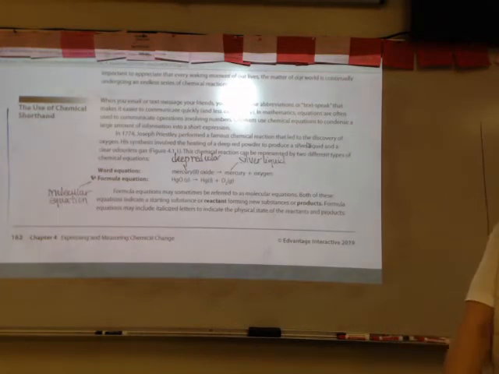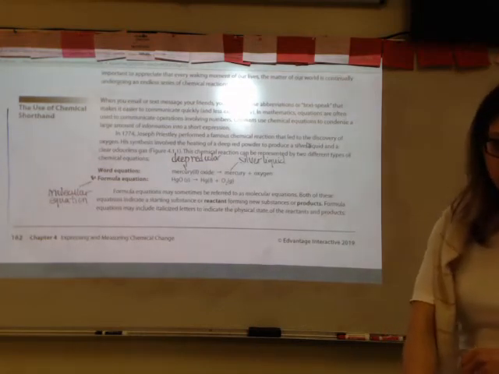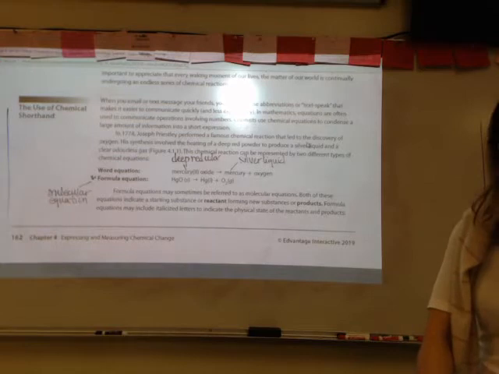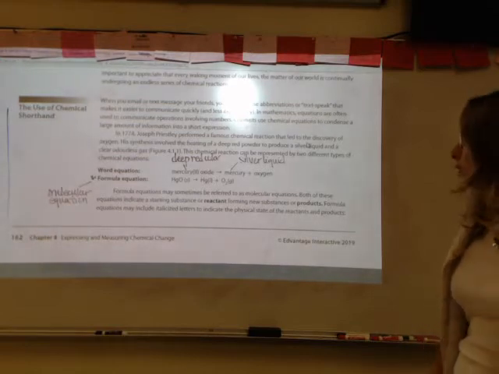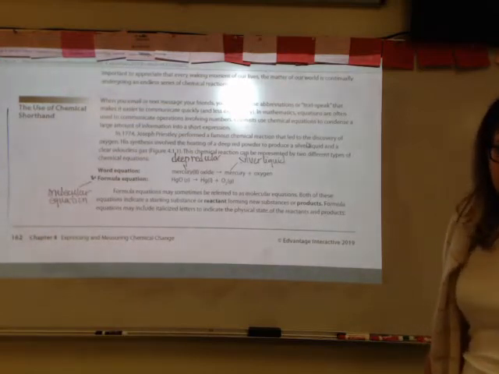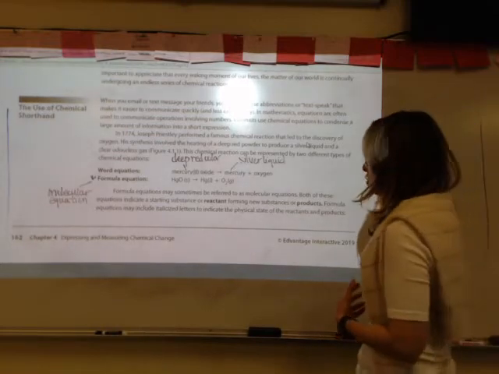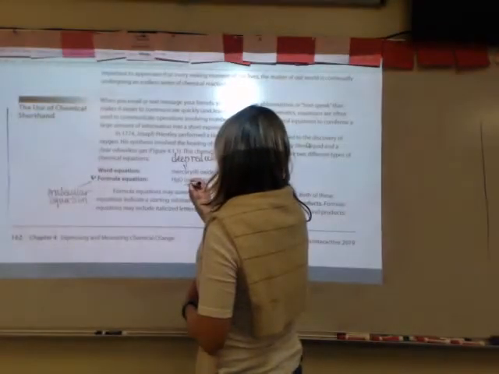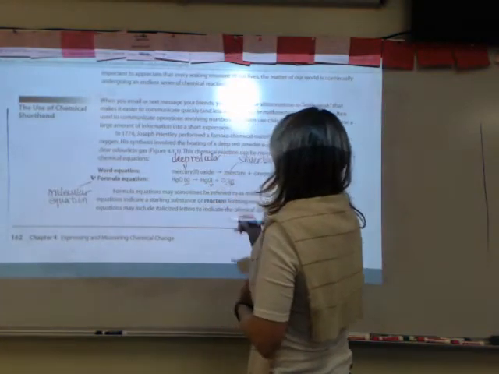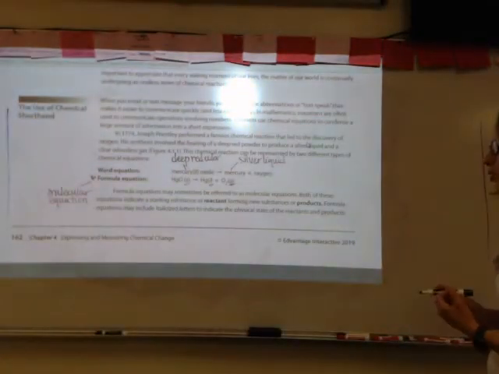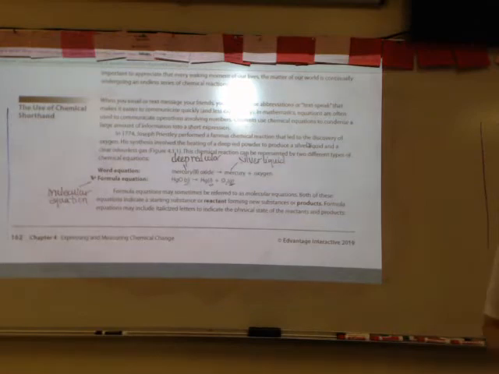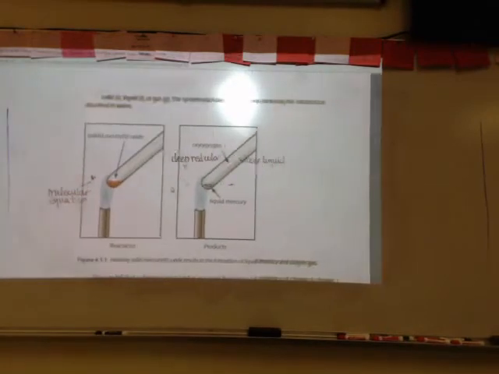And the starting substances are the reactants, and the new substances formed are the products. And formula equations might be italicized to indicate they may take the physical states of matter here, like the solid and the liquid and the gas, and they might italicize those letters to indicate those states of the reactants and the products. Let's go to the next page here.